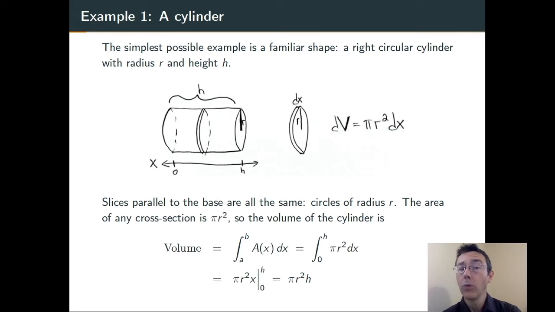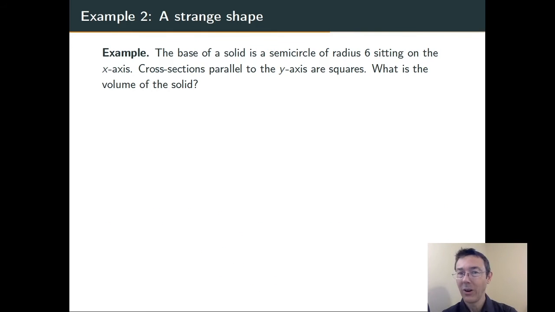Now to get the total volume of the cylinder, we integrate from x equals 0 to x equals h, where the disks start to where the disks end. We integrate that volume element, dV, pi r squared dx, remembering that r is a constant here. It's just a fixed radius of this cylinder. x is the variable. Overall, we get the familiar formula that the volume of a cylinder is pi r squared times the height, pi r squared h. Let's do a harder example.